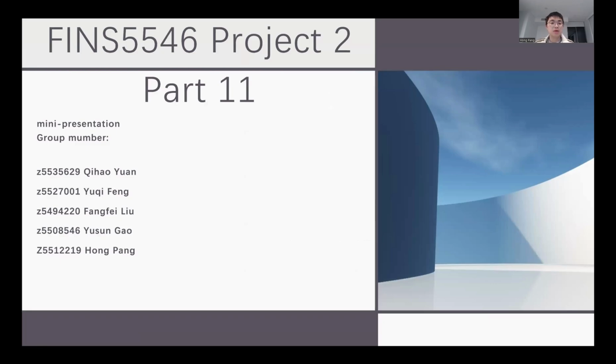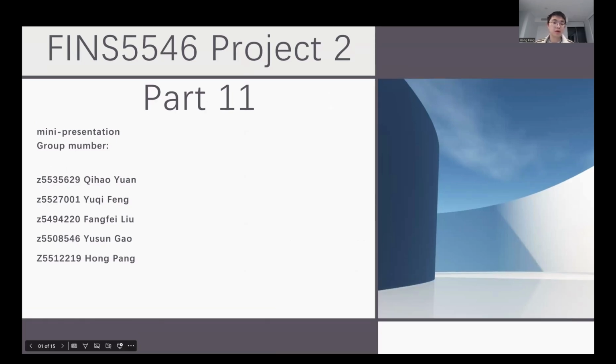Hi everyone, I'm Hong Pan, and today I'm going to focus on a brief introduction to the hypothesis and portfolio building methodology in Project 2, and we also talk about its implementation in the code base. First, the purpose of Project 2 is to test the effectiveness of a long-short strategy based on total volatility.